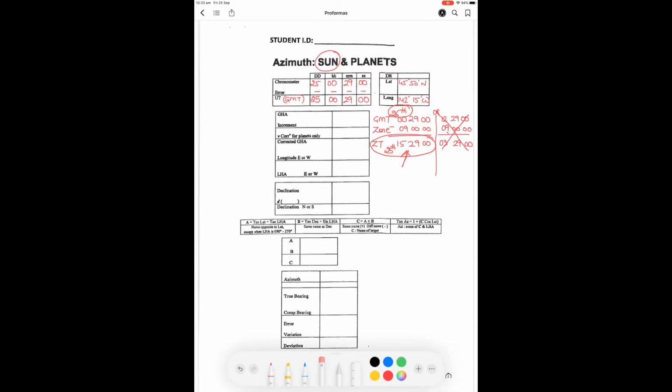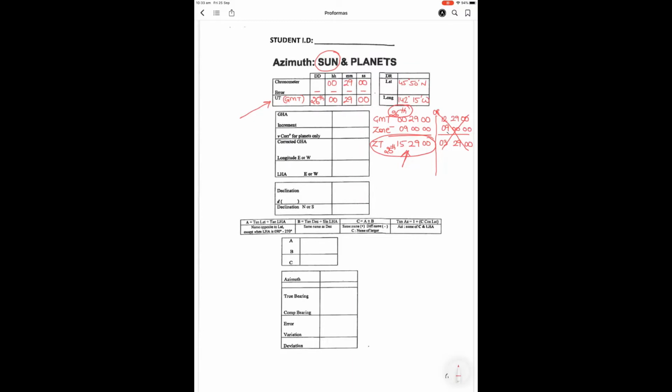So what would you do? You would change the date here. You would make it 26th. So in the Proforma, you will make it 26th October. That's your GMT, because this is the time you will use for the rest of the calculations to get the values from the nautical almanac.